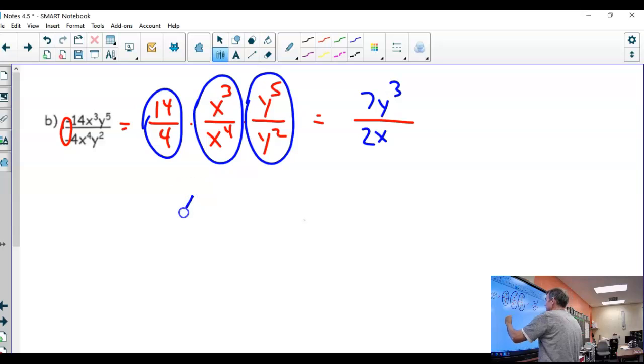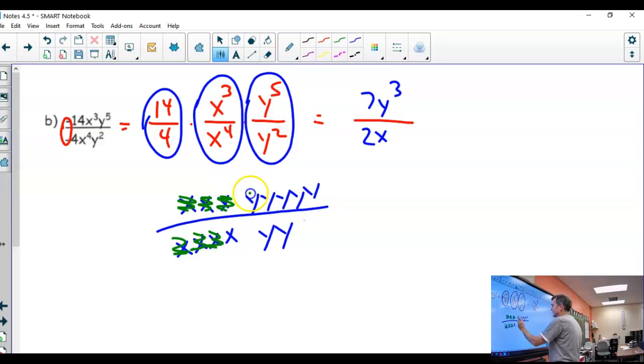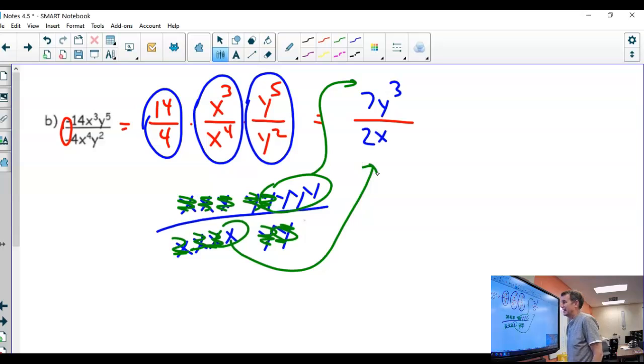Now, if you really like to write everything out like this, and then start crossing it out. Let's see, get rid of an X, get rid of another X, get rid of another X, get rid of a Y, get rid of another Y. You can see that we're going to end up with the same answer. 3 Y's on the top, 1 X on the bottom. And of course, you have to reduce the coefficient part. I think you can do most of it mentally if you follow what I'm saying.